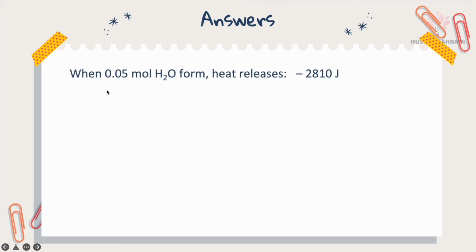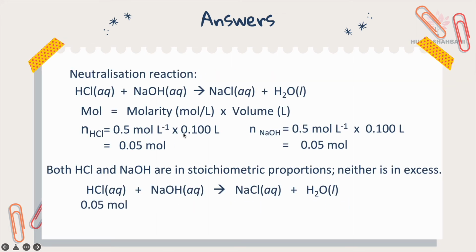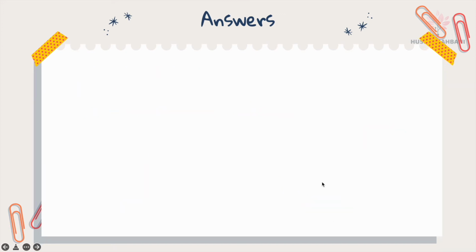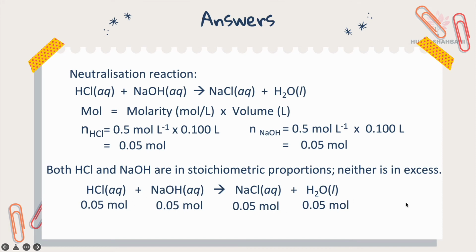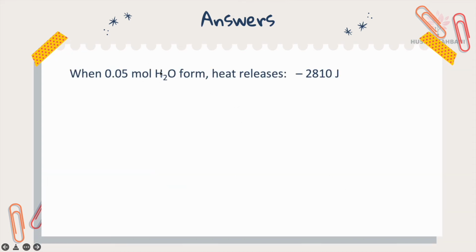And then when 0.05 mole water is formed, because you know the heat of neutralization definition is the 1 mole water produced by neutralization of acid and base. So you have to focus on the number of mole of water. That's why we compare in this chemical equation. We want to look how many number of mole of water produced, because the heat of neutralization definition is to produce 1 mole of water. So here it is 0.05 mole. So we focus on water.